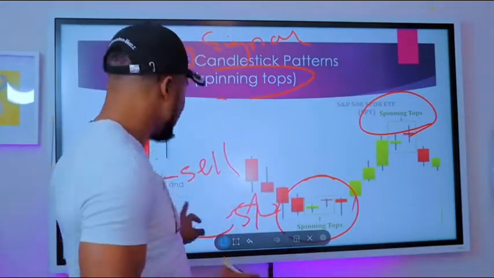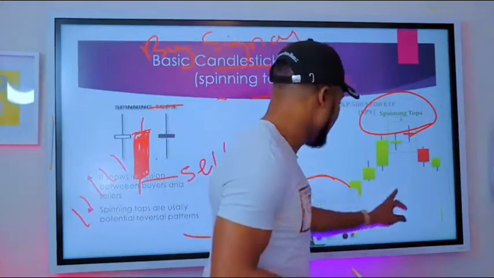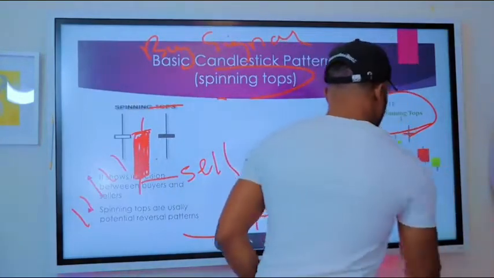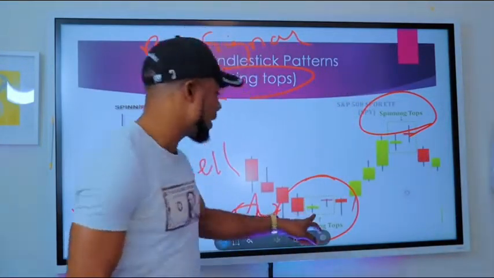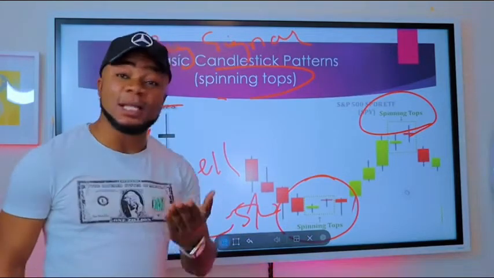So with that being said, you can see here. Let's put our color somewhere here. Yes, you can see here, this is the same pattern. This is the same explanation I was giving you.